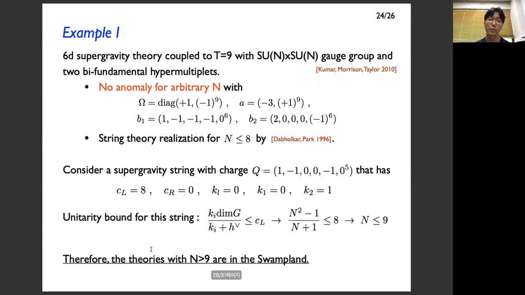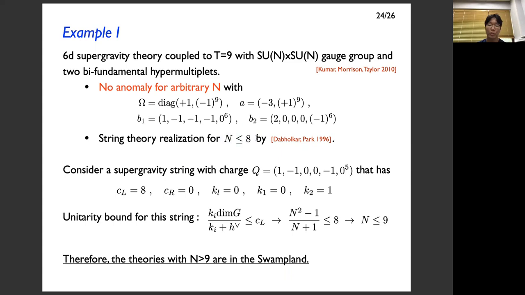So let's examine this bound for the two infinite classes of six-dimensional anomaly free supergravity series. So the first example is the six-dimensional supergravity theory coupled to the 9 tensors with SU(N) times SU(N) gauge group and 2 bi-fundamental hypermultiplets. And this theory is anomaly free for any N, and this is the solution for the anomaly cancellation. However, as I said, string theory realization is known only for N less than or equal to 8.